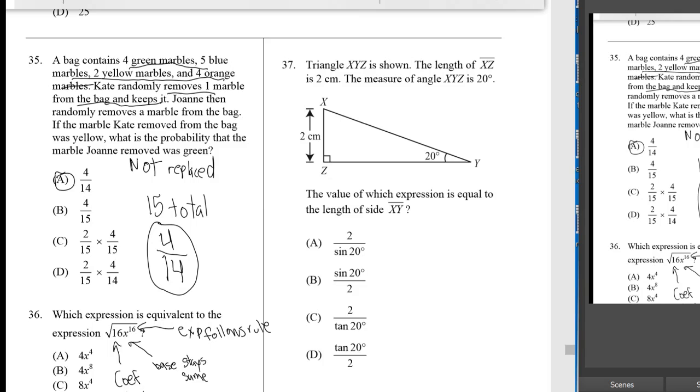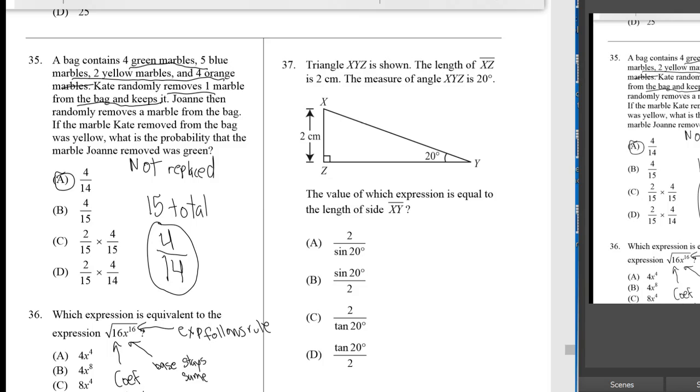I'm looking for 16x to the 16th. So if I have 4x, what number, if I add it to itself, is going to give me 16? 8. So 4x to the 8th times 4x to the 8th is going to give me 16x to the 16th. Looks simple, and it is simple, but it's really tricky. It's more of a trick question than anything.